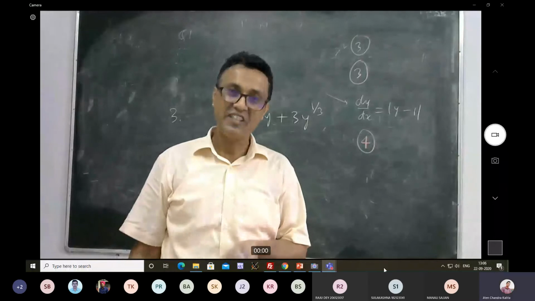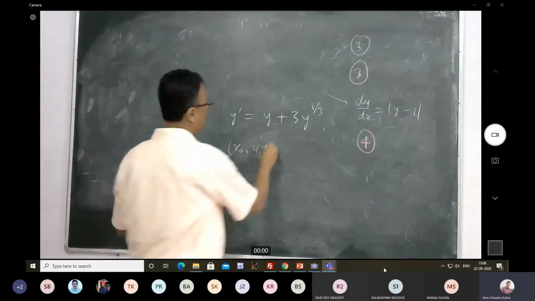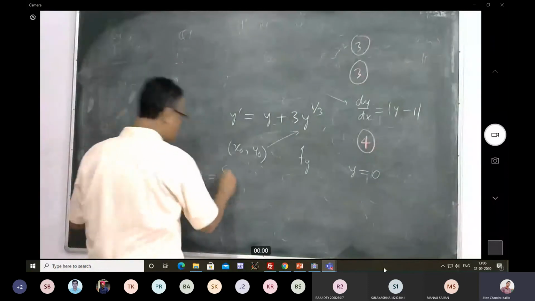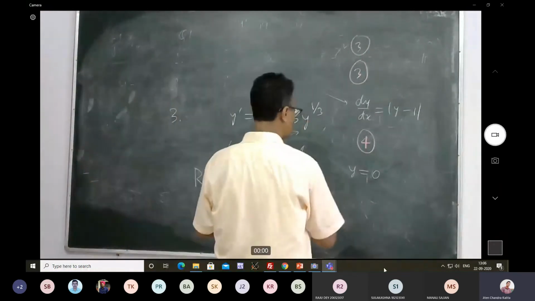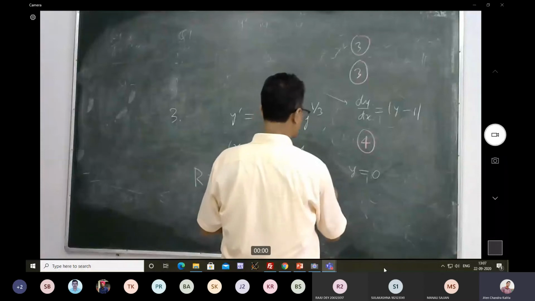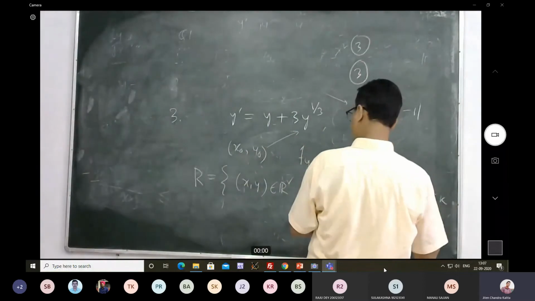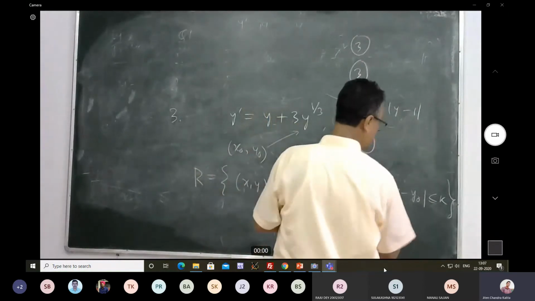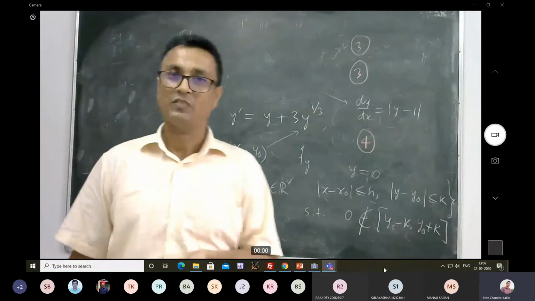Then you were thinking that I am going to find x naught, y naught. You have already found out that f_y is not defined at the point y equal to 0. So if I define a rectangle in R2 such that |x minus x naught| is less than or equal to h, |y minus y naught| is less than or equal to k, such that 0 does not belong to the interval y naught minus k, y naught plus k, my job is done.